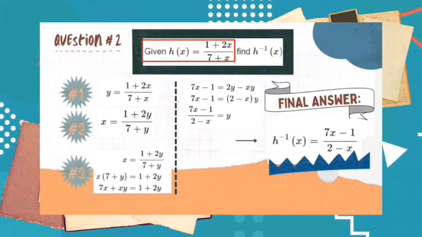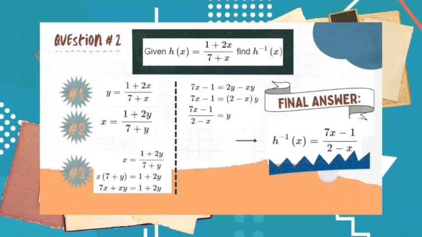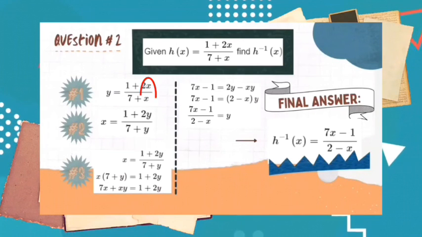Question number 2. Given is h of x equals 1 plus 2x all over 7 plus x. Find the inverse of h. First, rewrite h of x as y. Second, replace all the x with y and vice versa. As we can see, there are 2x in the equation, so we will replace both of them with y. Third step, solve for y.